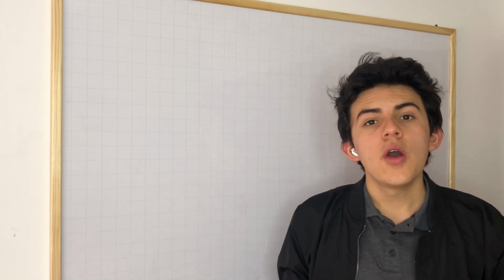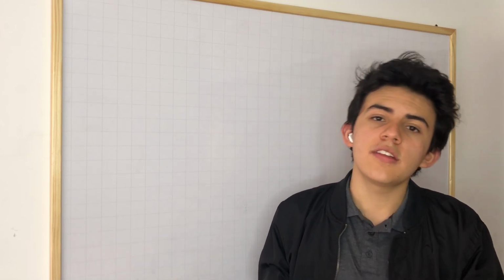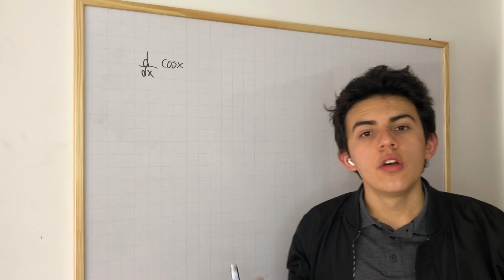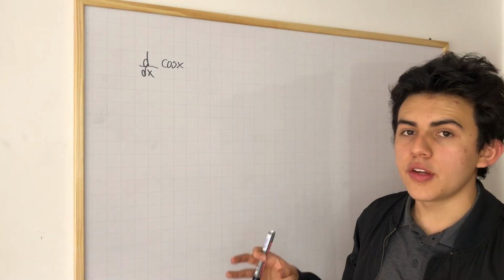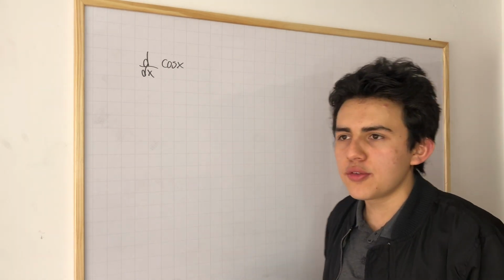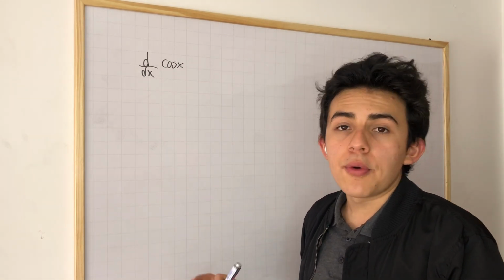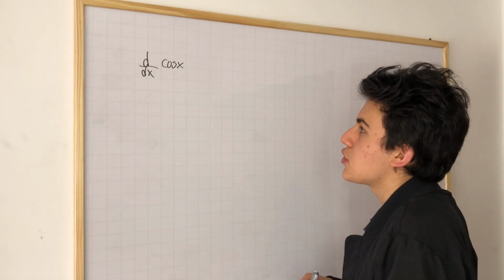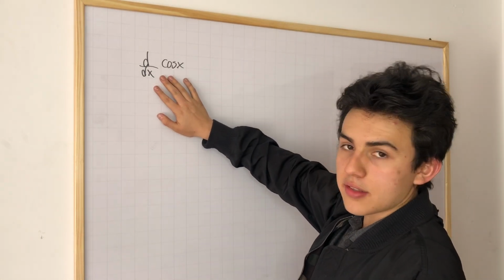Today I'm going to show you why the derivative of cosine of x is equal to negative sine of x. Showing that the derivative of cosine of x is negative sine of x is pretty easy, and it's pretty cool to do it this way. We don't even need to set up a derivative definition. So we need to find how much this is.